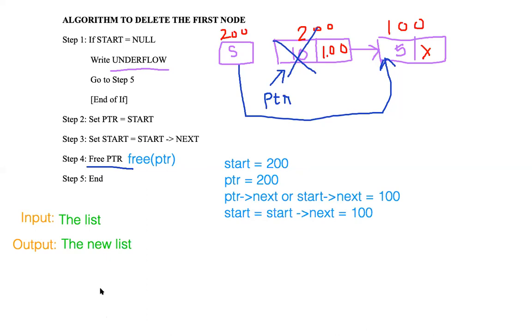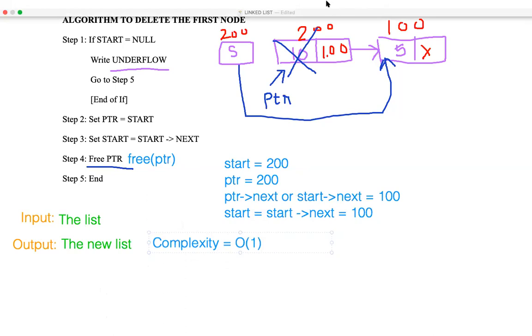So what is the complexity? You can very well see that in this case, the complexity is equal to order of 1, because we are doing some pointer operations which take constant time. And therefore, the linked list deletion of the first node, or at the beginning, is a constant time operation.